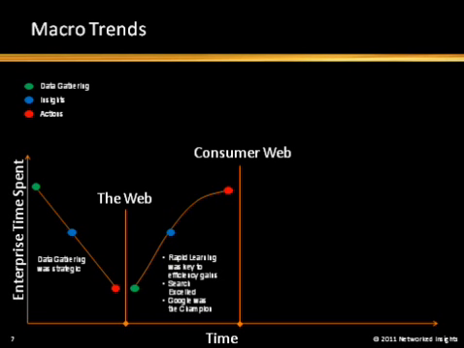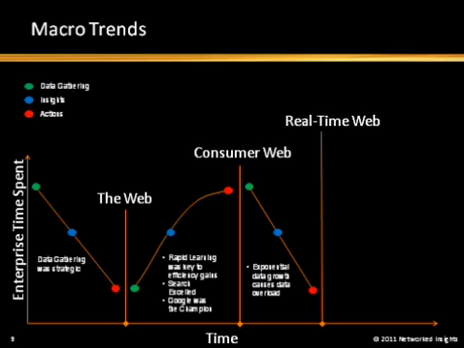Then the consumer web came along, and it flipped the curve again. It flipped the curve because now the information being created wasn't just being created by the companies that were on the web. It was being created by every user on the web. And so it became complex again. We're data gathering now, trying to gather the data everywhere. Think of the companies that are out there just monitoring. They're trying to gather this information and ultimately figure out what to do with it, and that means we spent a small amount of time in actionability.